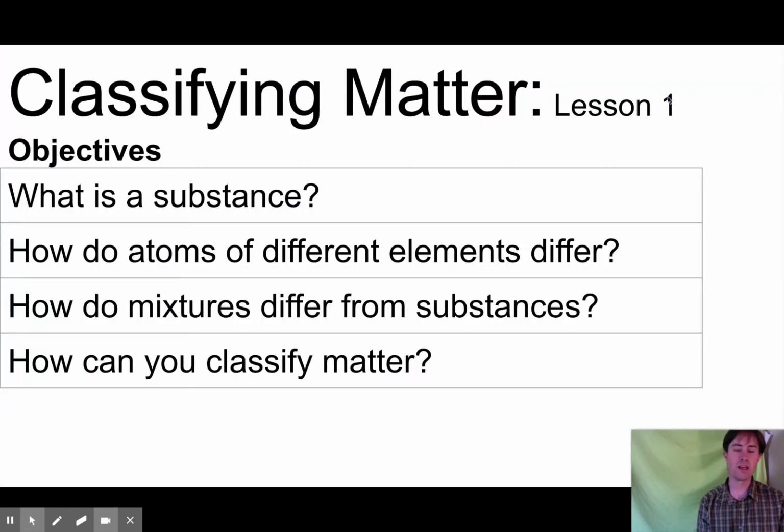My objectives for this lesson: first, can you define what a substance is? When you talk about a type of thing, you're talking about a substance. Substances are made up of atoms, and we talk about how different atoms differ from each other.